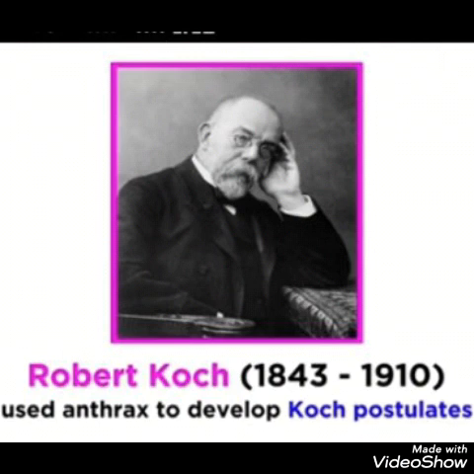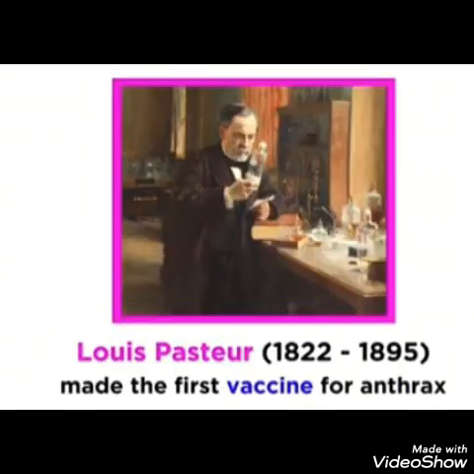Anthrax is a disease that is most recently famous for being sent by mail as a biological weapon. Anthrax is an ancient disease, which can be traced back to 700 BC in Egypt. So it is not a new disease. It was found in ancient times also. Robert Koch in 1843 used anthrax to develop Koch's postulates. Afterwards, Louis Pasteur made the first vaccine for anthrax. So that's how the preventive was prepared.